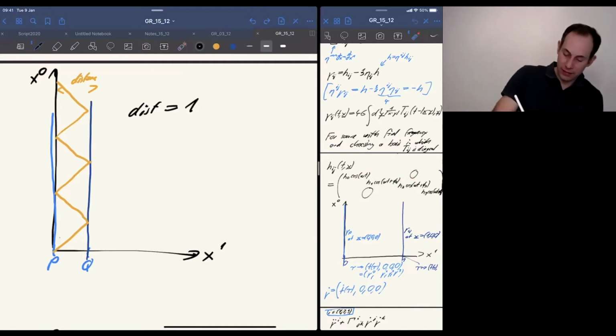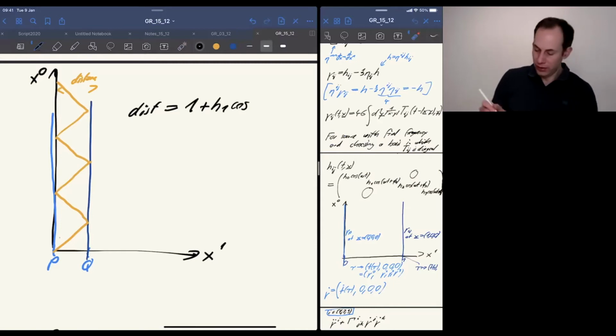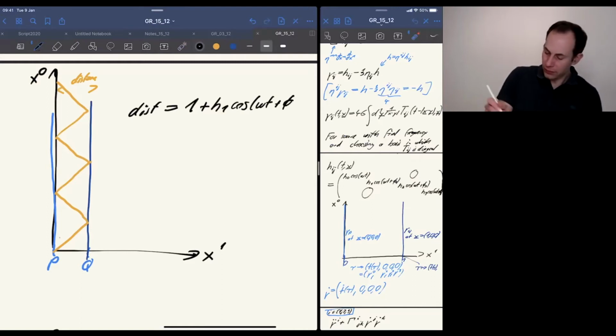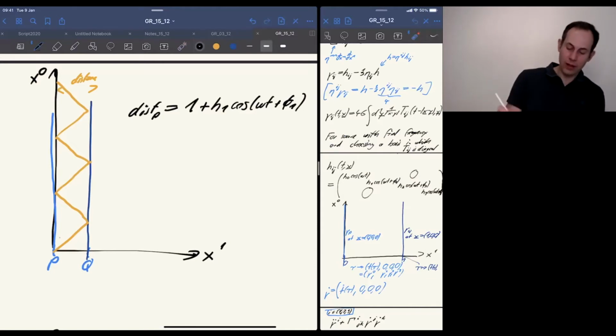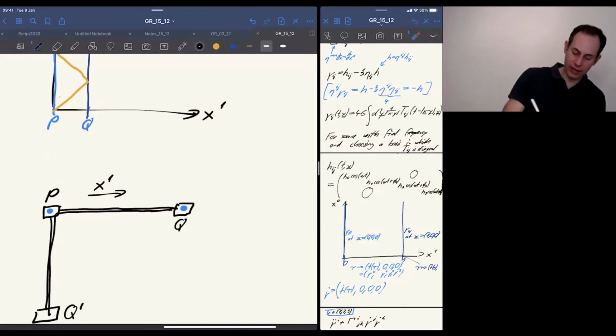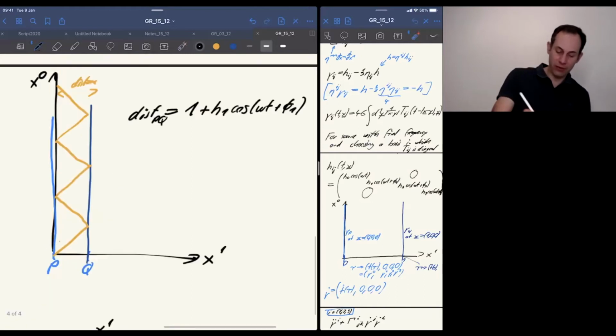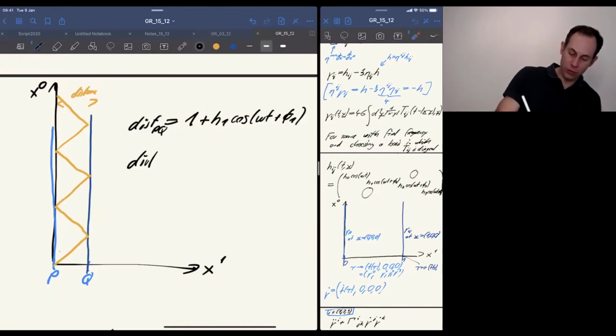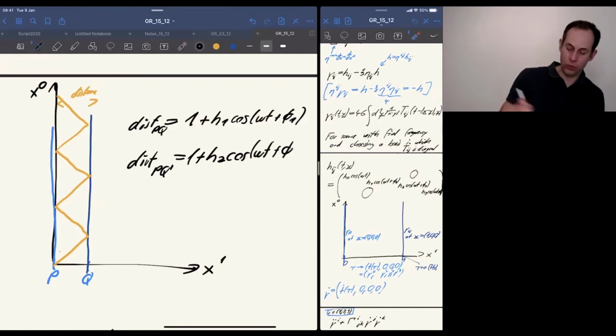So what we get as an expression is that the distance is given by 1 plus some h1, which will be a very small amplitude, times cosine of omega t plus some phase phi 1. So this is the distance between P and Q. And of course, if we now, by the way, go back to this and say this is the x1 direction and that's the x2 direction, we could do the same for the distance between P and Q prime, and it would be 1 plus h2 cosine of omega t plus phi 2.